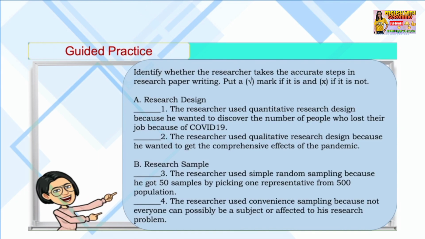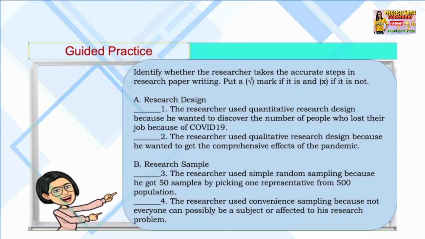Let's see how much you've learned so far. Before we proceed with the next part of our lesson, let us first have practice exercises on a research procedure. The following statements are grouped according to each part of the research methodology. Identify whether the researcher takes accurate steps in research paper writing. Put a check mark if it is and X if it is not.